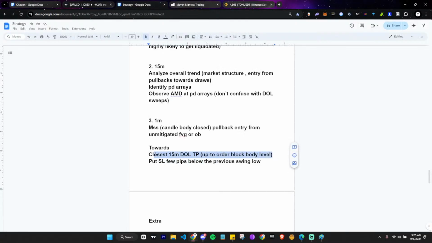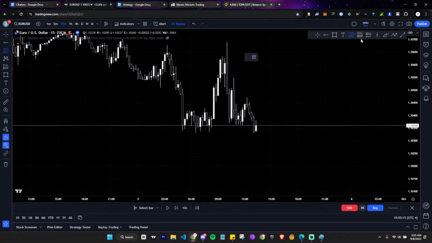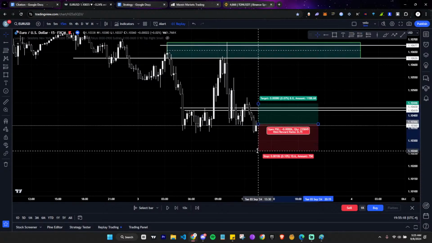So that's why I TP underneath, right underneath the body level of the order block. Okay, put SL before. This is also true because you don't want to, let's say for example you were about to enter somewhere here. You don't want to put this here.